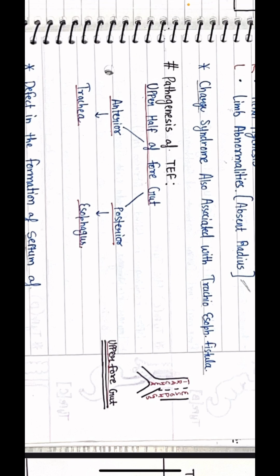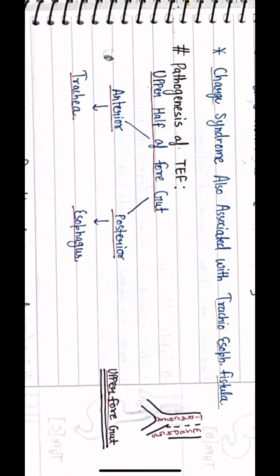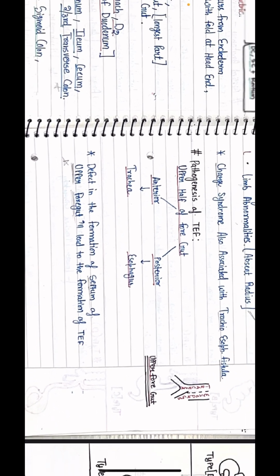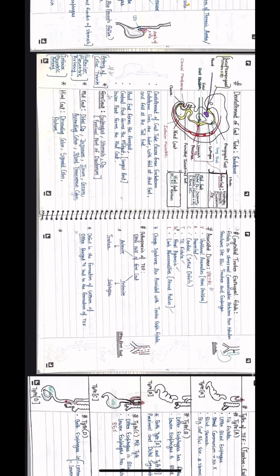Actually there is a septum formation between the trachea and esophagus. So the upper half of the foregut is divided into anterior and posterior parts. So anterior will be trachea and posterior will be esophagus. You can feel it with me, just try to imagine it in your own body: in the anterior portion of your chest cavity there is the trachea, in the posterior portion there is the esophagus, and there is a septum between them. If the septum is not formed, this connection is known as Tracheo-esophageal fistula. A defect in the formation of the septum of the upper foregut will lead to the formation of Tracheo-esophageal fistula. I hope I'm clear on my points.